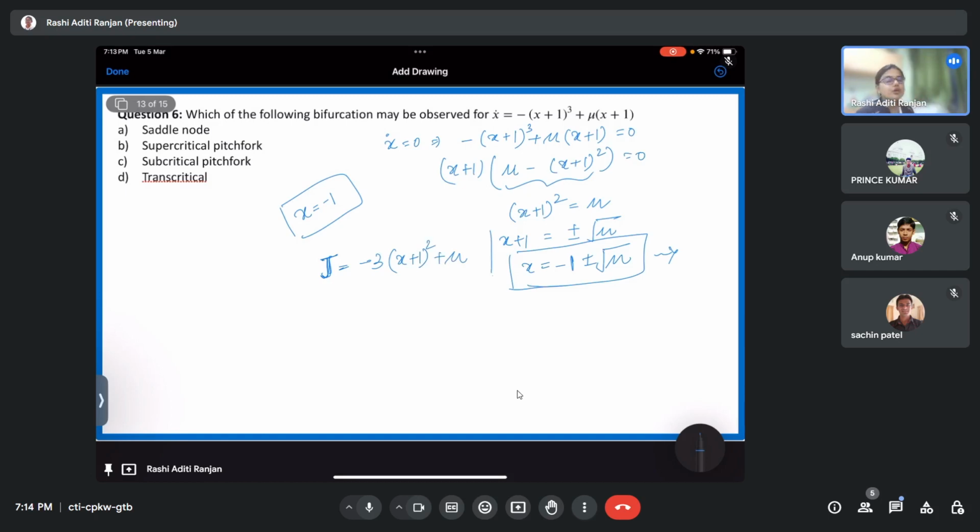Right. So coming first to x is equal to minus 1. For x is equal to minus 1, my Jacobian will be equal to mu. So if my mu is positive, my x is equal to minus 1 is unstable. If my mu is negative, my x is equal to minus 1 is stable. So x is equal to minus 1 is stable for mu less than 0, and it will be unstable for mu greater than 0.